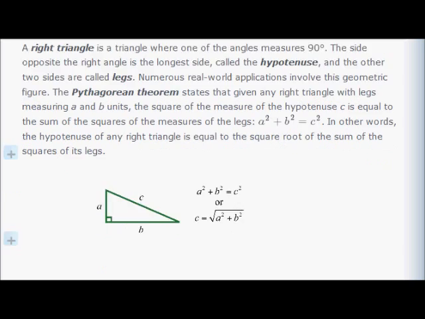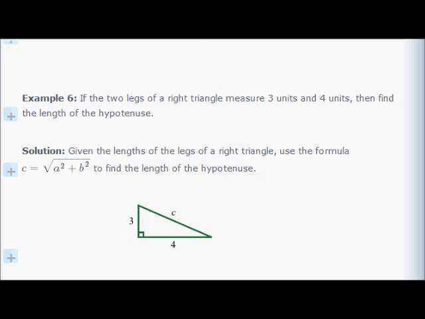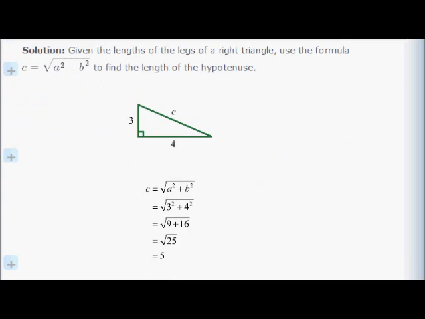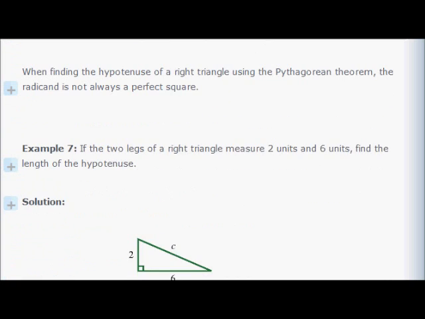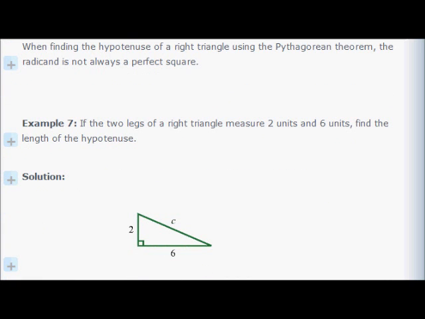So, if the two legs of a right triangle measure 3 and 4 units, what's the length of the hypotenuse? So we know that A equals 3 and B equals 4, or it might be B equals 3 and A equals 4, but it doesn't really matter in this case. So we're going to find C to be the square root of the sum of A squared plus B squared, and that's equal to the square root of 3 squared plus 4 squared, which is the square root of 9 plus 16, which is the square root of 25, which is equal to 5, because 25 is the perfect square of 5.